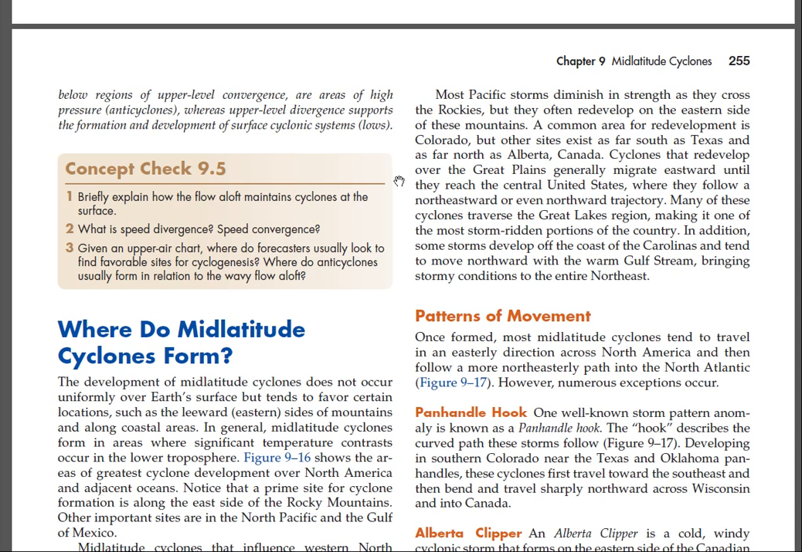Many of these cyclones traverse the Great Lakes region, making it one of the most storm-ridden portions of the country. In addition, some storms develop off the coast of the Carolinas and tend to move northward with the warm Gulf Stream, bringing stormy conditions to the entire Northeast.